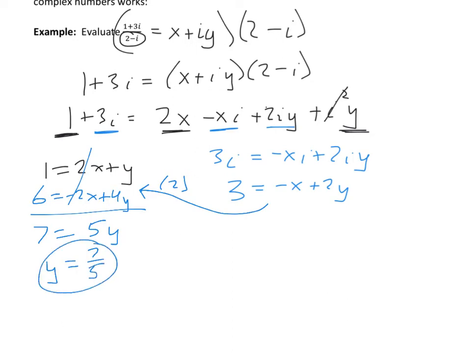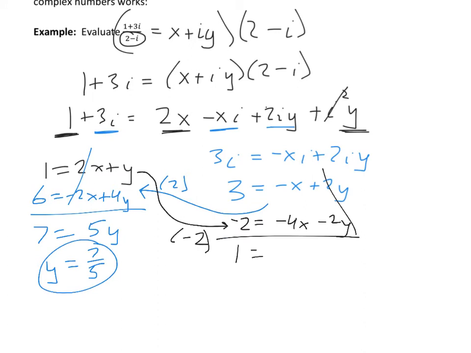To figure out what x is, let's see here. Oh, it looks like we can just take this equation and multiply it by negative 2 to get the y's to cancel out. So that'll get me negative 2 equals negative 4x minus 2y. Surprise, surprise, the y's cancel out. 1 equals negative 5x, and x is negative 1/5.